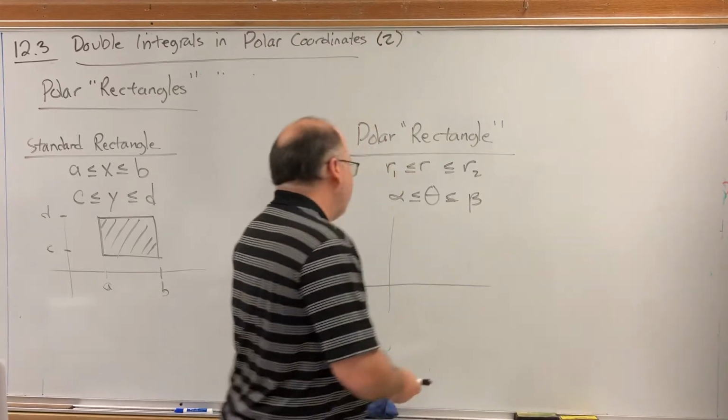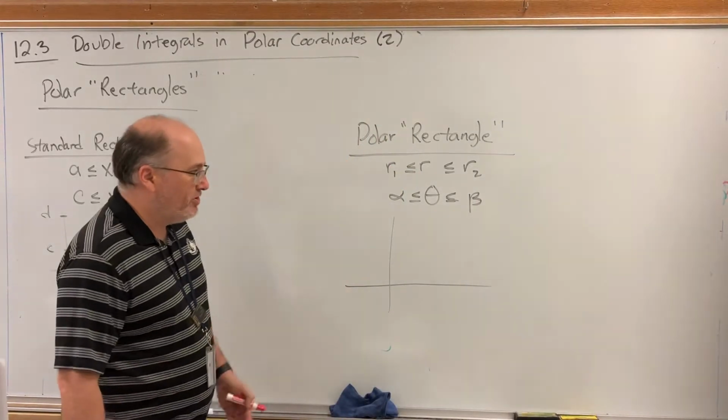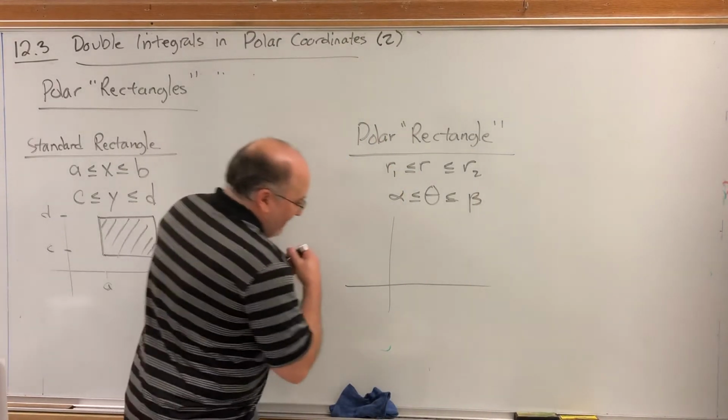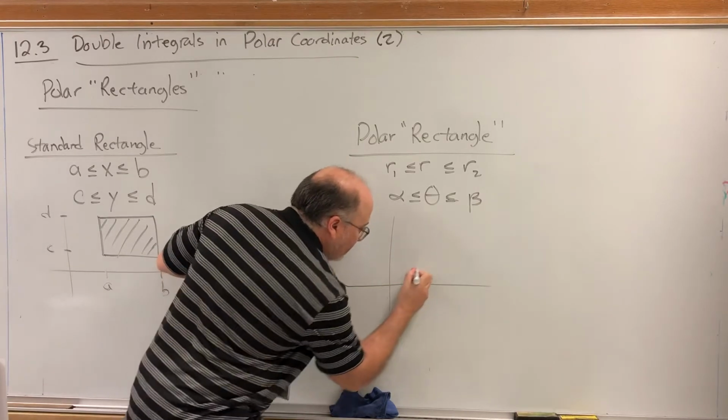So let's just assume that this alpha and beta, for the sake of simplicity, are both positive, and let's say that alpha rotates this much.